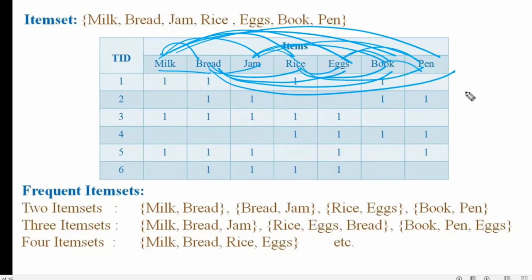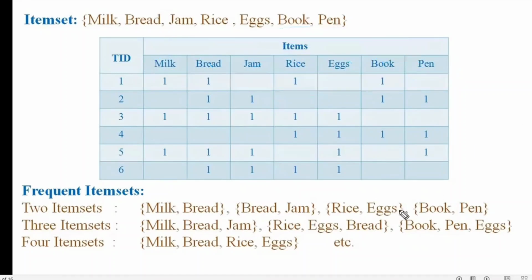So with respect to each, what are the 2 combinations? Every 2 combination I'm going to take, not only this or not only that, every 2 combination. Whatever 2-item combinations are possible, every combination I'm going to write.